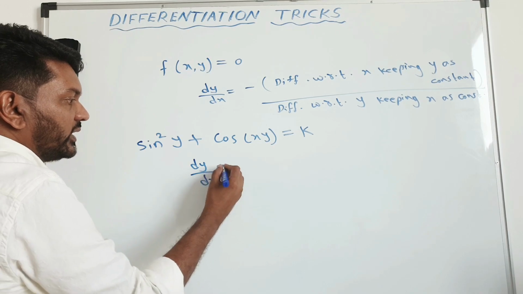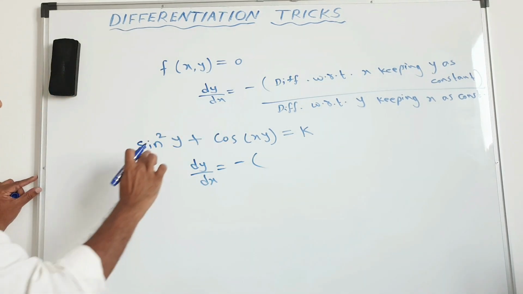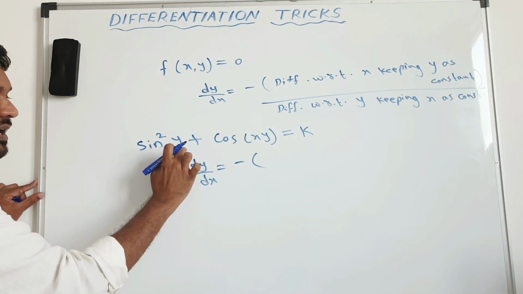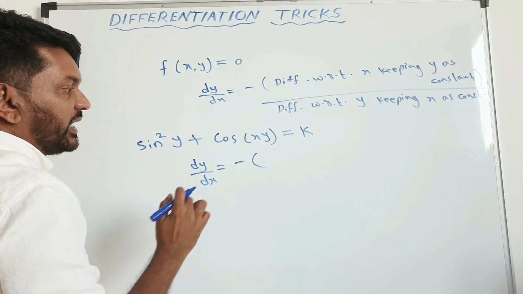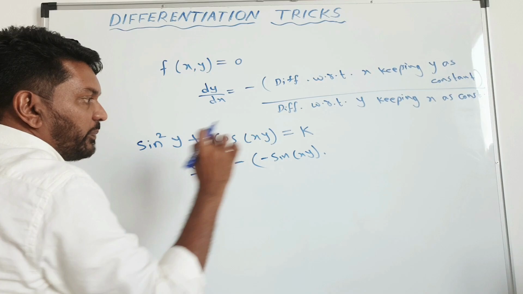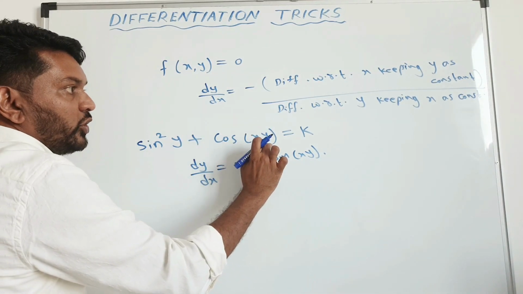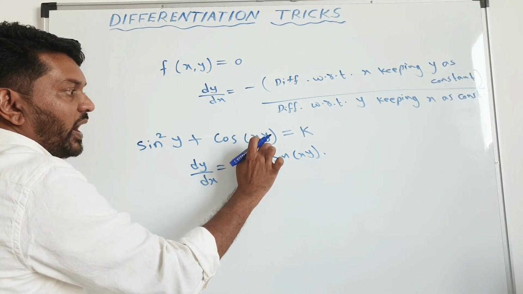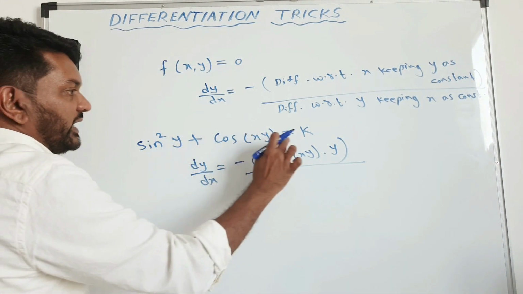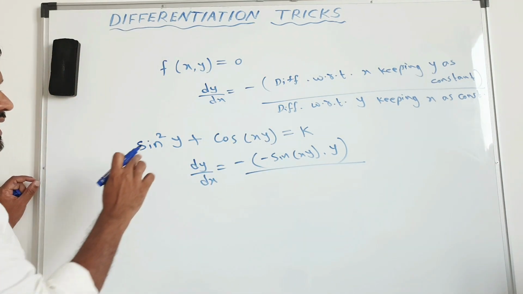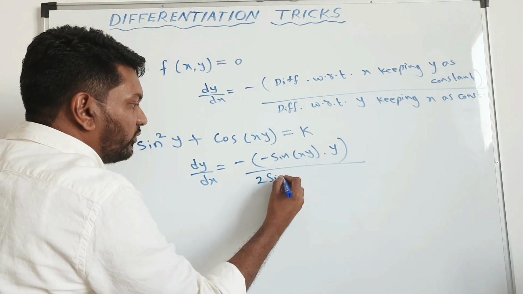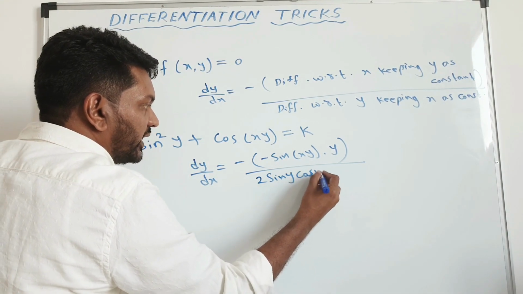Dy by dx equals minus of, differentiate this with respect to x, keeping y as constant. So sin square y will become 0. Cos xy will become minus sin xy into xy part using chain rule. Out of xy, you have to consider y as constant. So y into 1. So y divided by, now differentiate the entire thing with respect to y, keeping x as constant. So sin square y will become 2 sin y into cos y using chain rule.